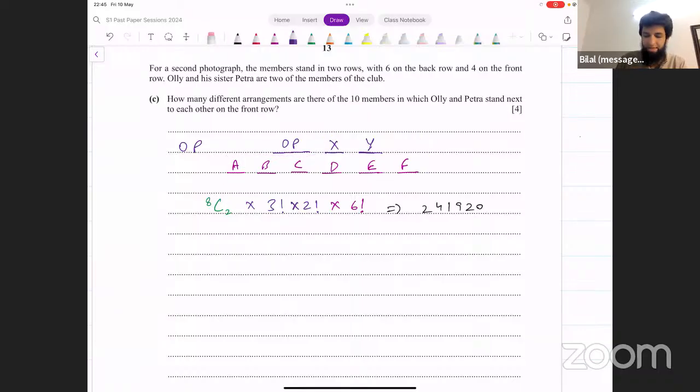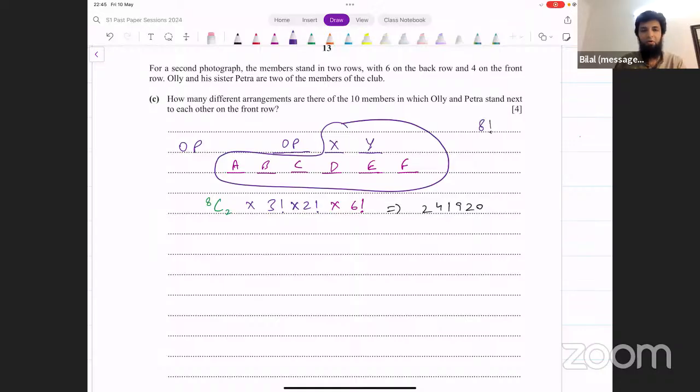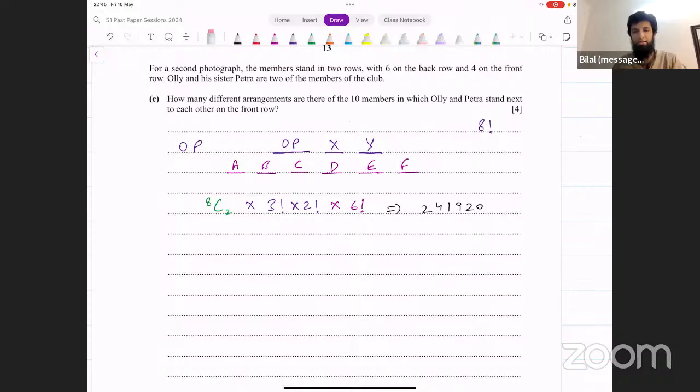you have these 8 places. They can be arranged in 8 factorial ways. However, then you also take into account the possibility that OP can move around. Now, OP can move around in how many ways? It can be in this current position, or here, or here. So there are three ways of OP being there, so you have to multiply that by 3. And then O and P can switch places with each other. That will be 2 factorial.